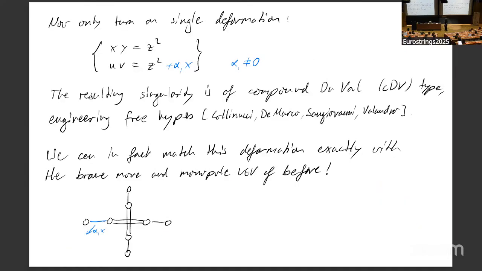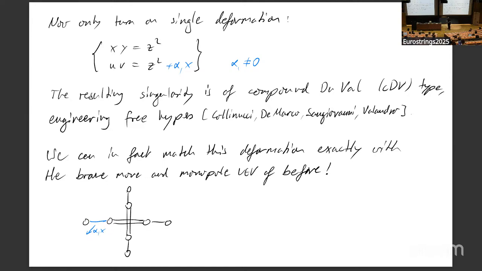Okay, so now we can turn on just some single deformation. I picked that xy = z² stays the way it is, and uv = z² gets an additional α₁x, where this α₁ is not 0. So the singularity that remains, if we analyze the singular part, is actually a so-called compound Du Val singularity. And these compound Du Val singularities engineer free hypermultiplets. This we can get from a paper of Collinucci, Giacomelli, and Valandro.